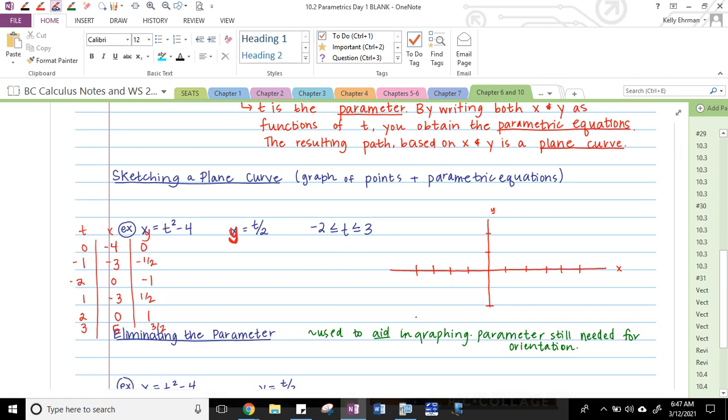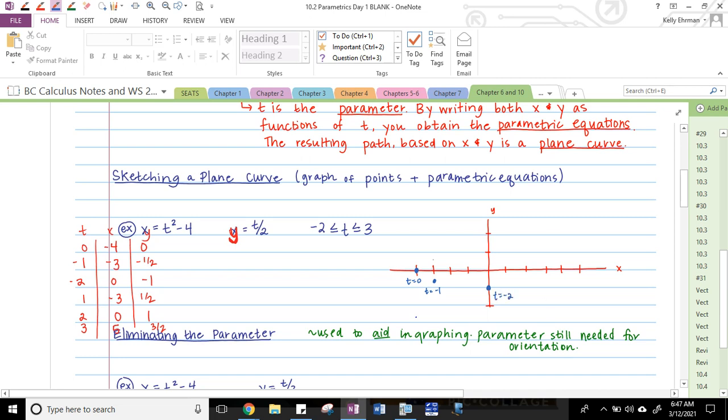Go ahead and plot these points. It doesn't really matter what order I plot them in, but I will label them with what their t is. So -4, 0. It's right here. That was t equals 0. And then -3, -1/2. That was t equals -1. 0, -1. That was t equals -2.